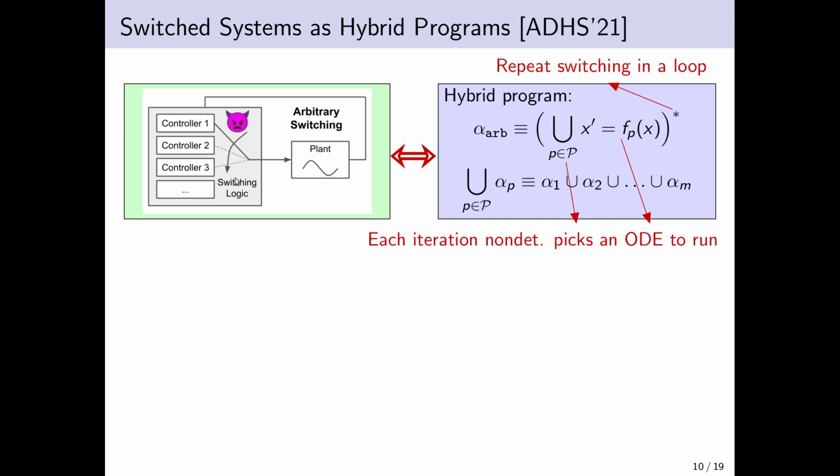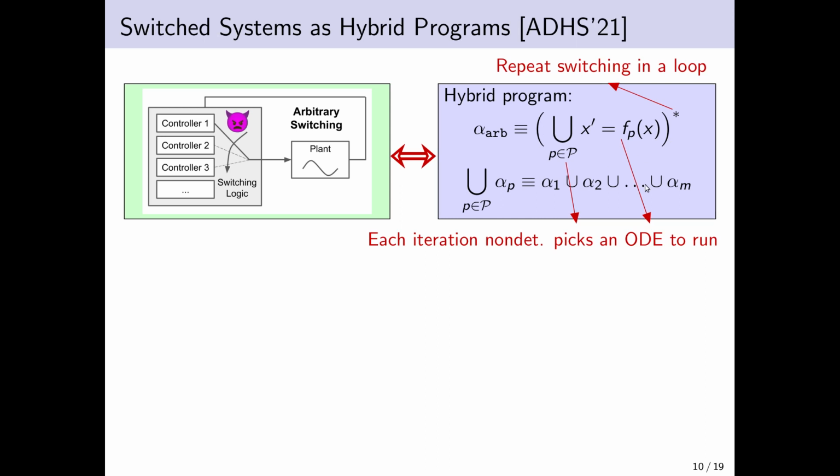The way we can model this switch system as a hybrid program is as follows. We have a big switching loop modeled by the loop operator of DL. In each loop iteration, the program starts by choosing which mode to run non-deterministically. Once given that mode, we follow the corresponding differential equation for some non-deterministic duration before repeating the loop again.